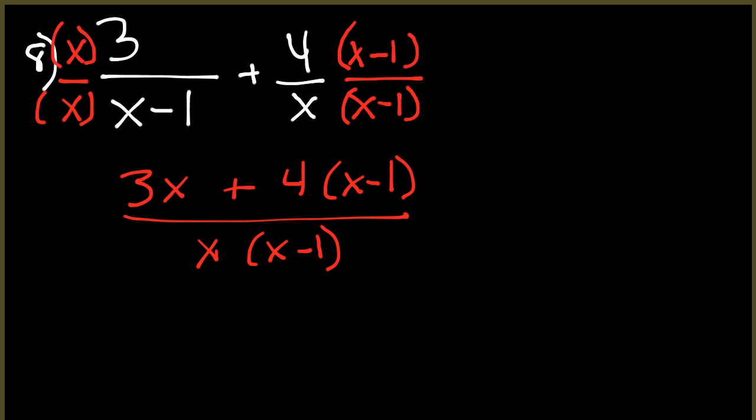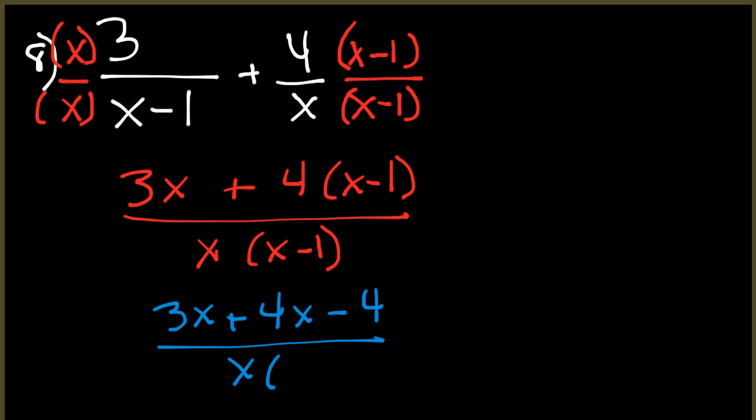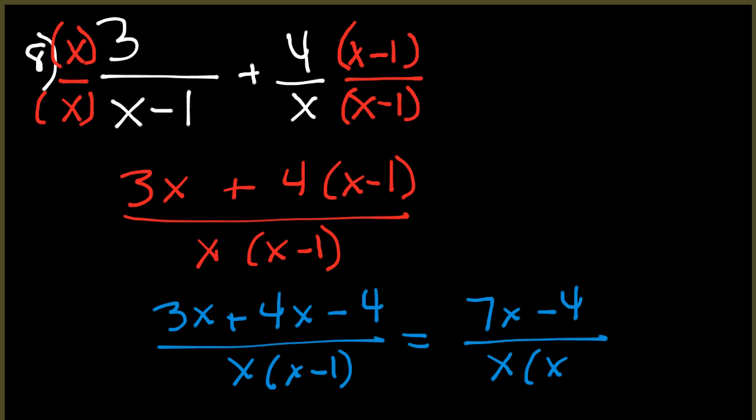I'm going to simplify, if we do some blue, and what I end up with is 3x plus 4x minus 4 all over x times x minus 1. Keep simplifying. What I get is 7x minus 4 all over x times x minus 1. And that's number 8. Pause it and write the notes if you need to.